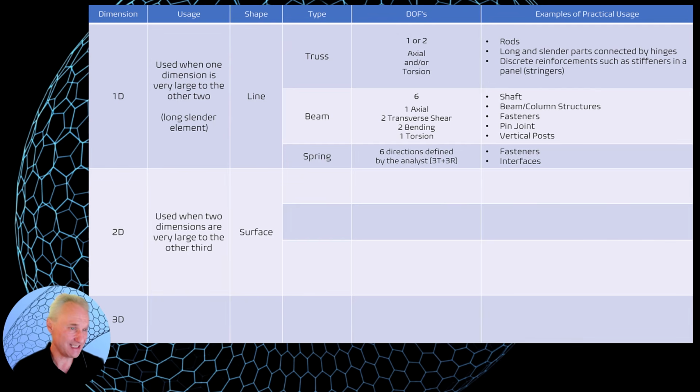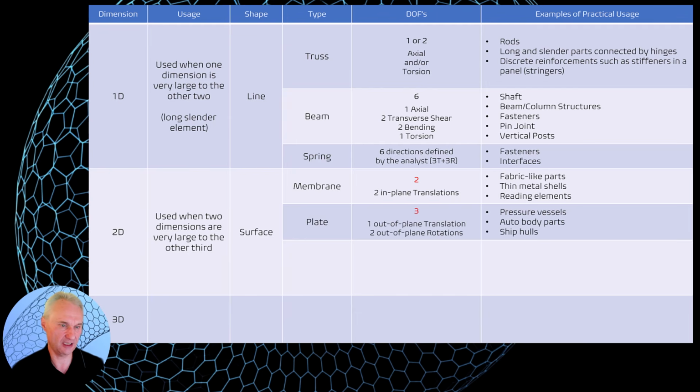The 2D elements are now used when 2 dimensions are very large compared to the third. The typical shape is a surface. The first type is a membrane with 2 degrees of freedom, the 2 translations. The typical usage: fabric-like parts, thin metal shells, reading elements. The second type of 2D element is a plate with 3 degrees of freedom: 1 out of plane translation, 2 out of plane rotations. Typical usage: pressure vessels, auto body parts, ship hulls.